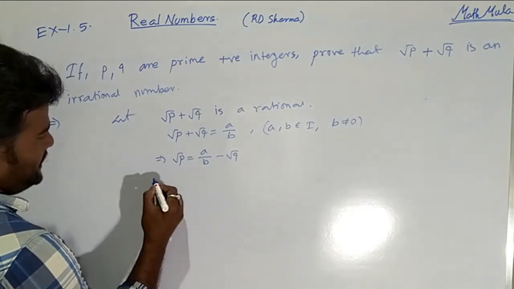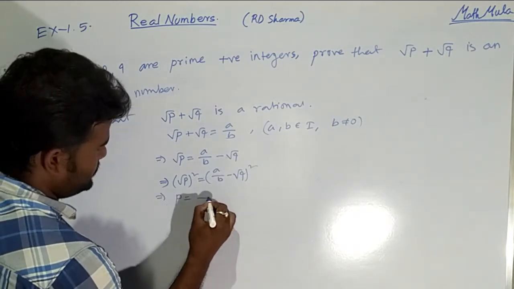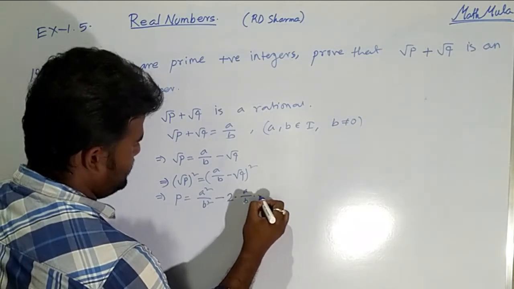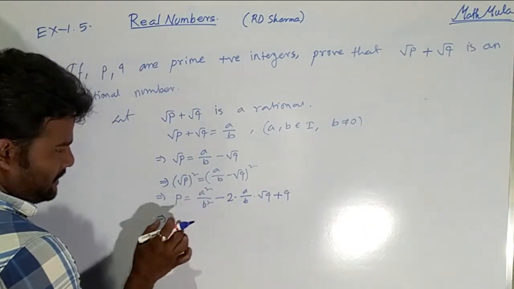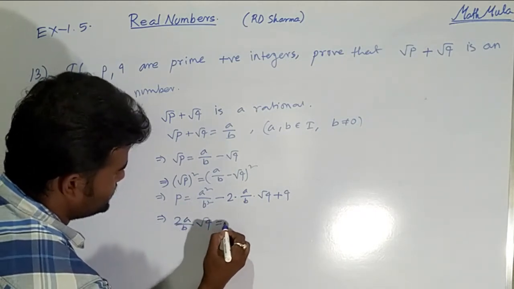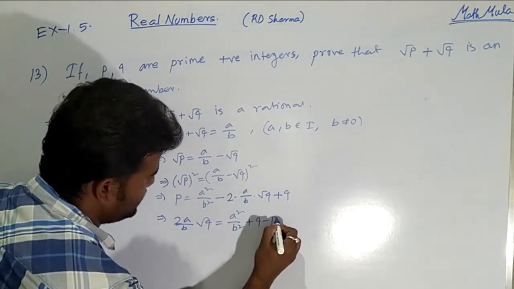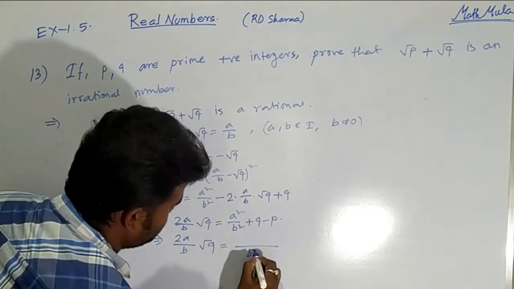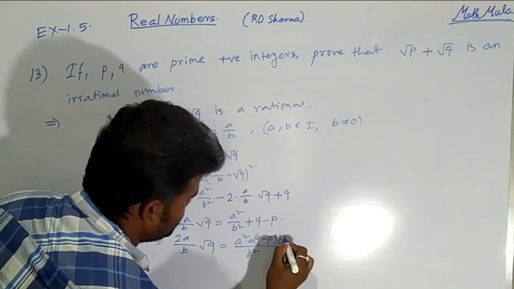Now squaring both sides, we can write (a by b minus root q) whole square. That implies p is equal to a square by b square minus 2 a by b into root q plus q. Now we take this number to the left hand side, then it will be 2a by b root q is equal to a square by b square plus q minus p. 2a by b root q is equal to (a square plus (q minus p) into b square) by b square.